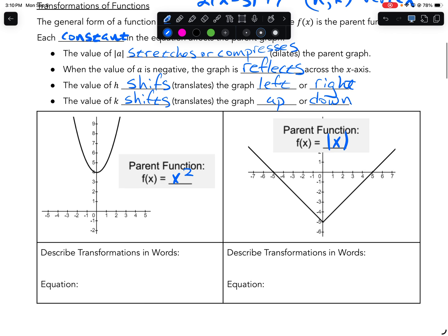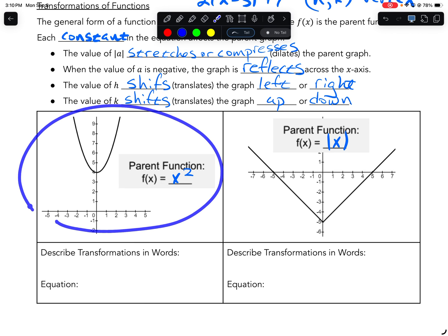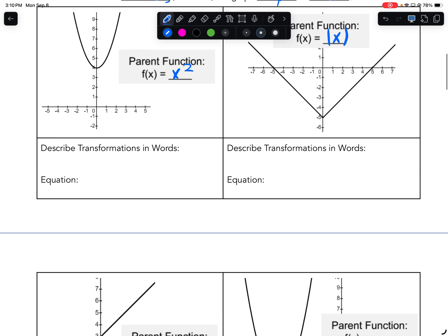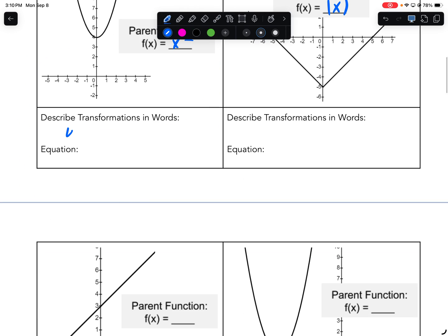So where did the first graph right here move? Up 4, right? That's what we say when we describe the transformation. It went up 4. So the equation, because it's x squared, is x squared plus 4. You could put y equals in front. You could also put f of x equals in front. Doesn't matter, either one I'm fine with.